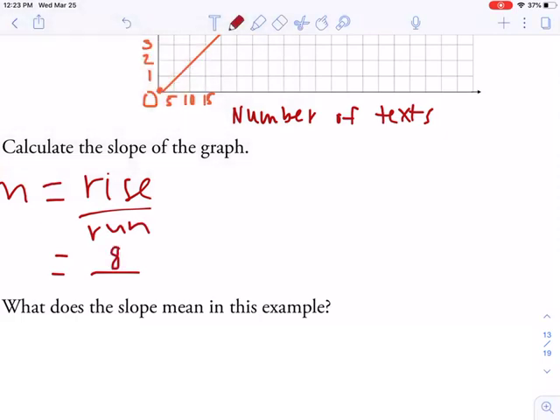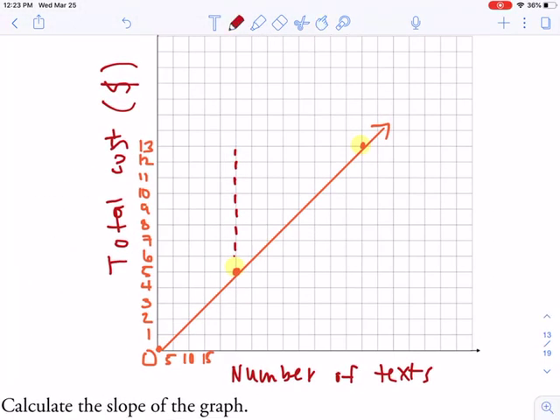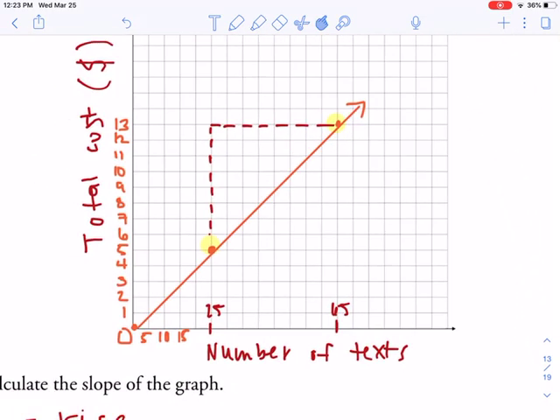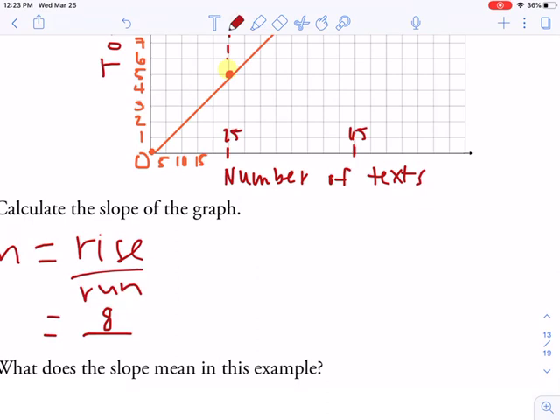Okay, and then I'm going to count my run. So now I'm going to go from my left point to my right point again, going across here. You can see that that's starting at the equivalent of 25 to the equivalent of 65. If you're wondering how I got those numbers, it's because I'm going off of these 2 points right here. So I know that I went from 25 to 65, and going from 25 to 65 is a run of 40. So I'm going to put that run value down here in my calculations.